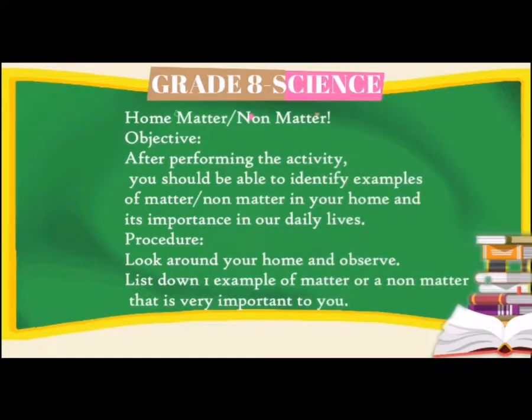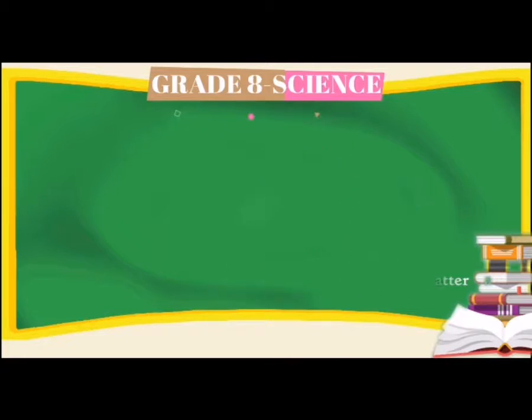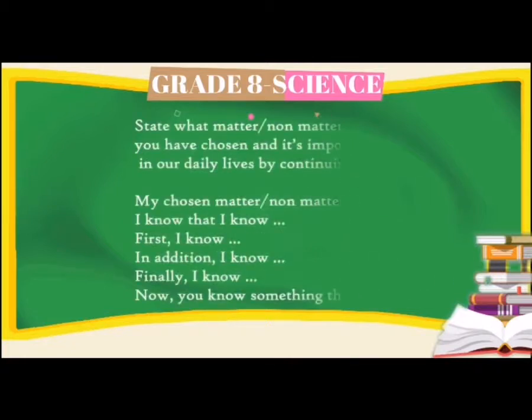For your next activity, which is Matter or Non-matter. The objective of this activity is for you to be able to identify examples of matter or non-matter in your home. State what matter or non-matter you have chosen and its importance in our daily lives by completing these phrases. By choosing matter or non-matter, it is blank.